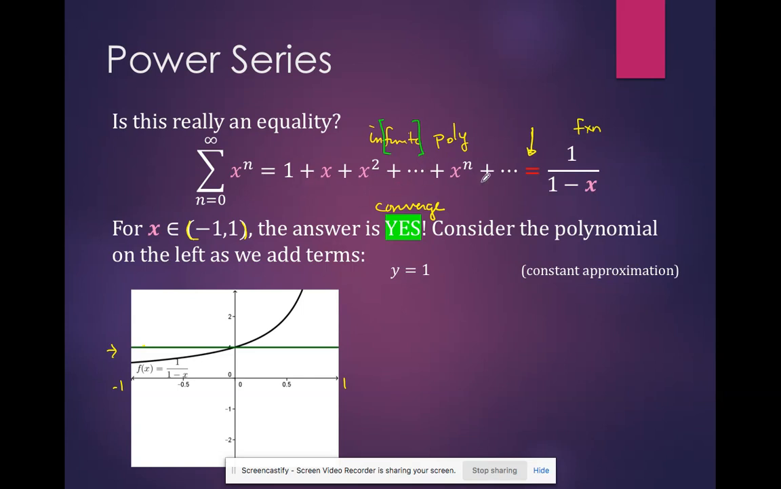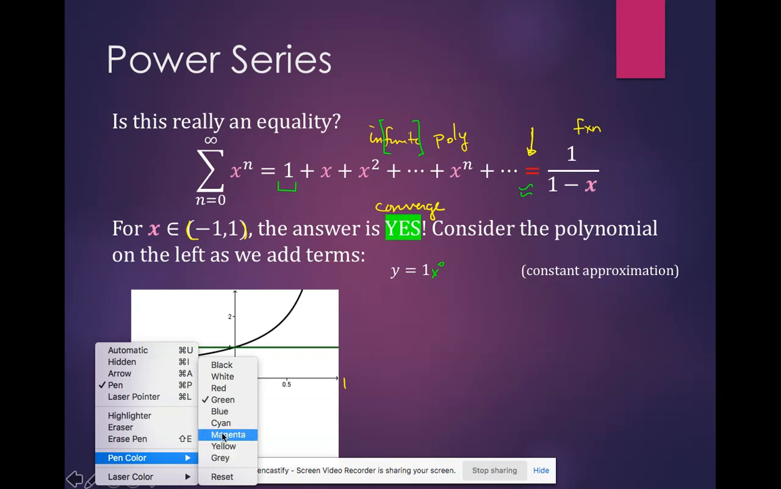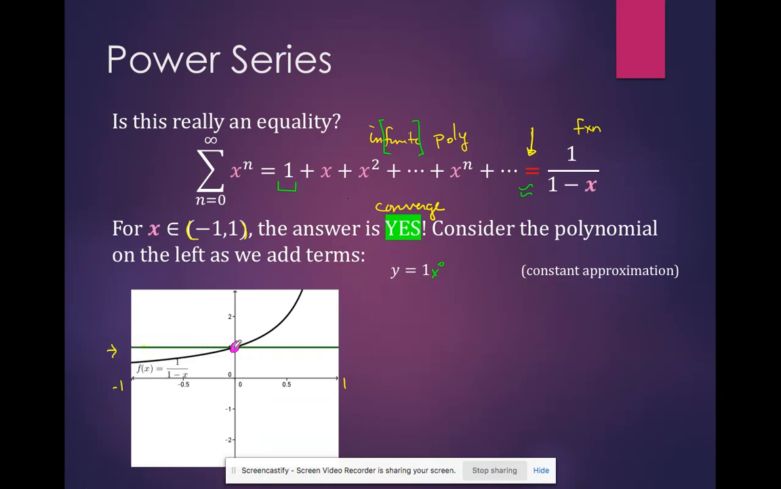A finite polynomial is only approximately equal to this function. So what if I stop my infinite polynomial after the first term? We call that a constant approximation because it's 1x to the 0. And there's that graph. Look at where they meet. X equals 0. That's what I mean by the center.